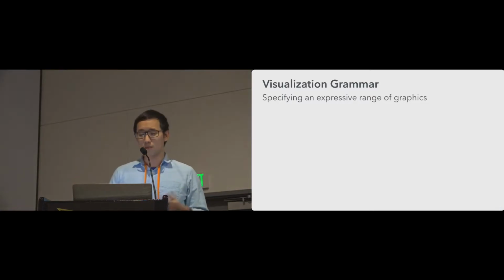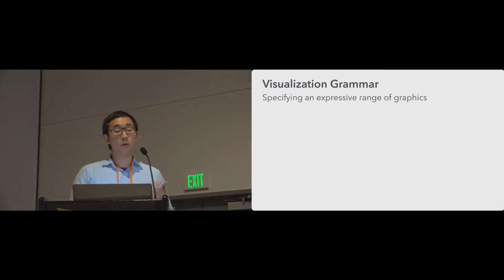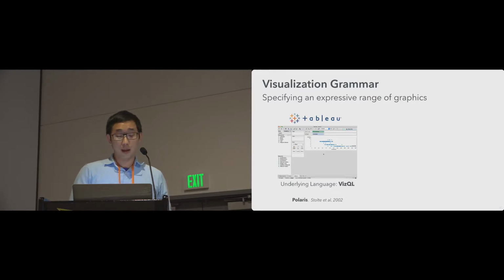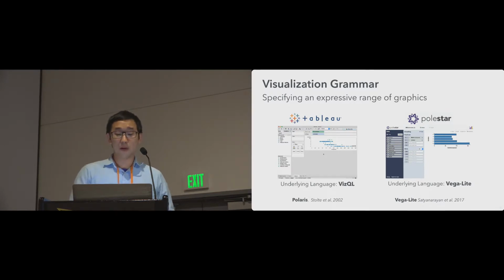So why is the language important? One insight from prior work on visualization tools and grammars is that expressive languages are key to support a broad range of graphics. For example, Tableau has an underlying formalism called VizQL. Similarly, at the lab, we have developed the Vega-Lite grammar to build Polestar and the original Voyager system.